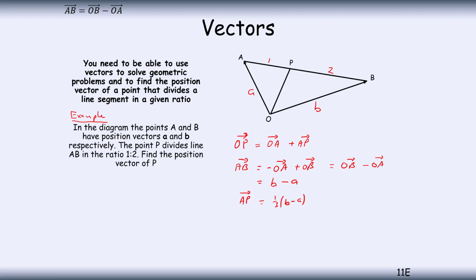Right. I can now work out OP. OP is given by, let's just write it again, OA plus AP. And writing it in full, OA is given by A and AP is given by 1/3 of B minus A, which is equal to A plus 1/3 B minus 1/3 A. So A minus 1/3 A gives me 2/3 of A plus 1/3 B. Good. So you can click pause, make some notes, and when you're ready, we'll look at another example.